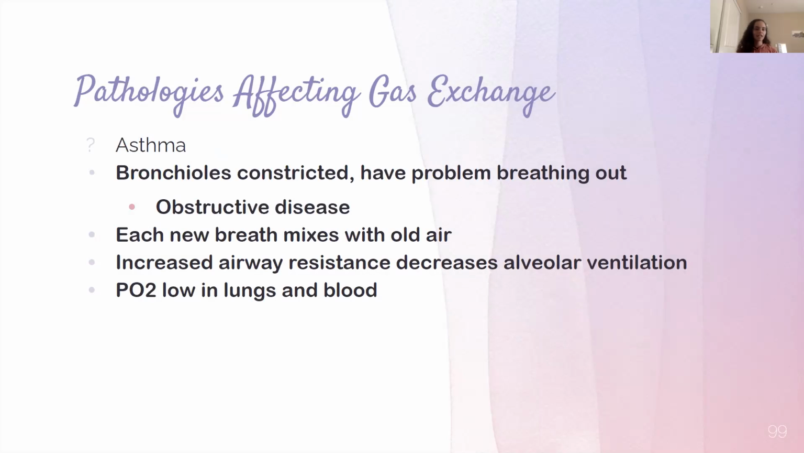I believe this is the last pathology that we're going to talk about, and it's asthma. It's when we have the bronchioles constricted, and so we have a problem breathing out in asthma. We call that obstructive disease. So we have a problem breathing out because our bronchioles are constricted, and so each new breath will mix with old air. And we also see an increase in airway resistance, and so that'll decrease the rate of ventilation in the alveoli. And again, we have PO2 that is low in the lungs and the blood in asthma.